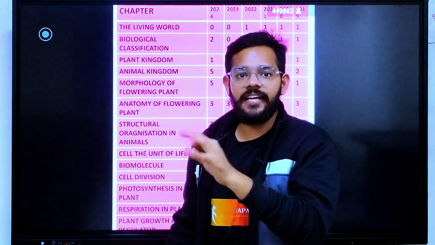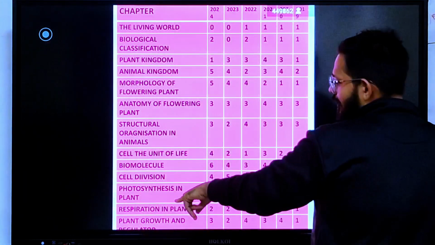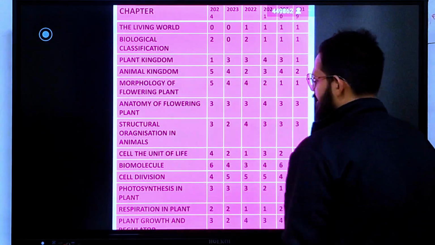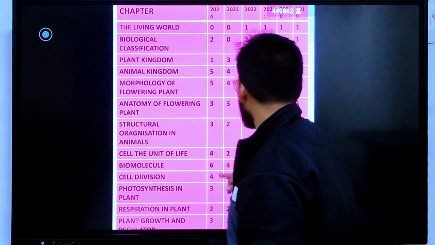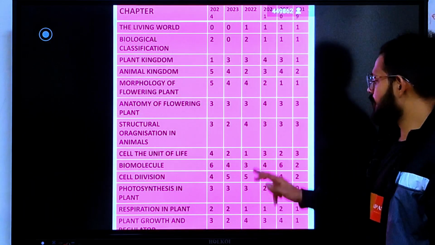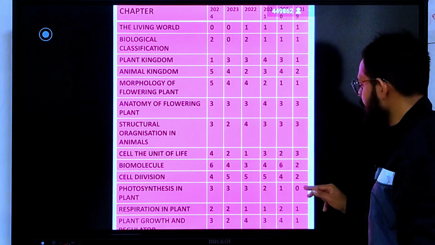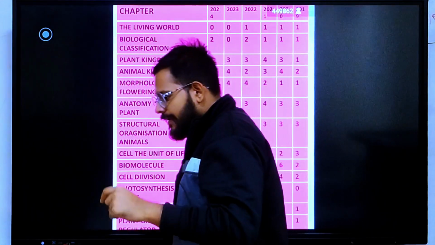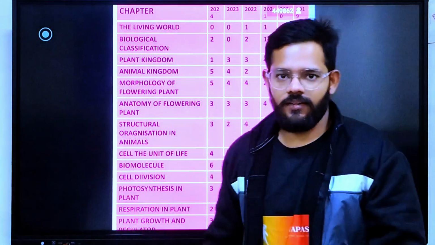Okay, so less than 10 questions are there inside the paper. Next we have photosynthesis in plants. It is also again stable: 2024 3, 23 3, 22 3, 21 2, 20 1, and 19 0. So maybe this year you will face 2 questions from this chapter.